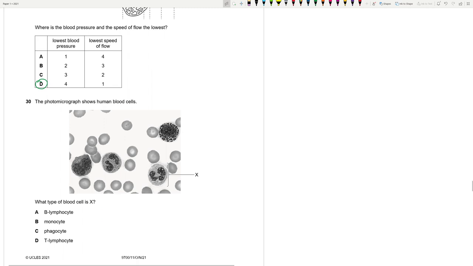30. The photomicrograph shows human blood. What type of cell is X? Okay, guys. As you can see, X has some lobes, right? X has two lobes actually. And it can't be a monocyte. I'll tell you why. If it's a monocyte, it would have one kidney-shaped nucleus, not lobes, right? It wouldn't have lobes, it would have one kidney-shaped nucleus.